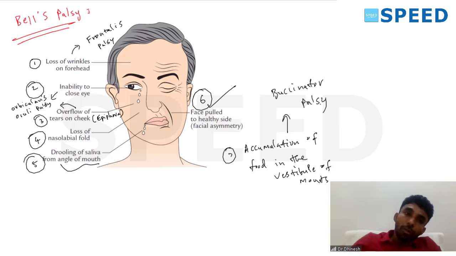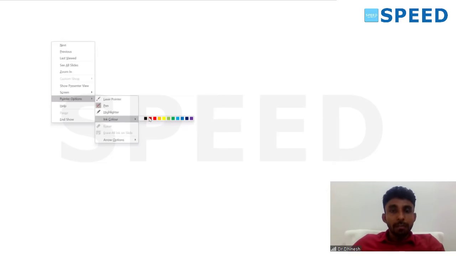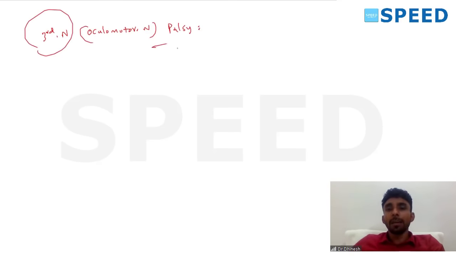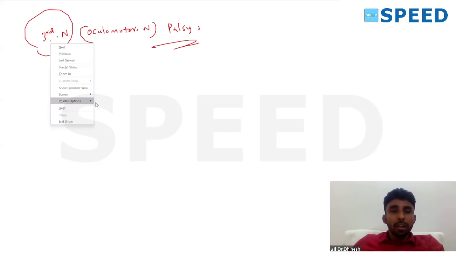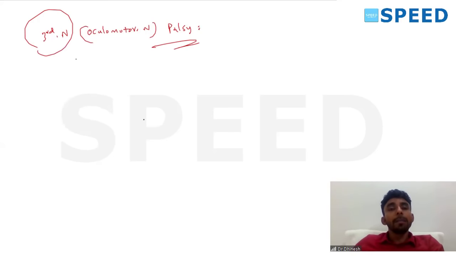Okay. So please take care of the various clinical features of Bell's palsy. Fine. And now, other options. What will be the clinical features of third nerve palsy? You know, the third nerve is the oculomotor nerve, which is the main nerve supplying the extraocular muscles and also the two intrinsic muscles. So if there is injury to the oculomotor nerve, what will be the clinical features?